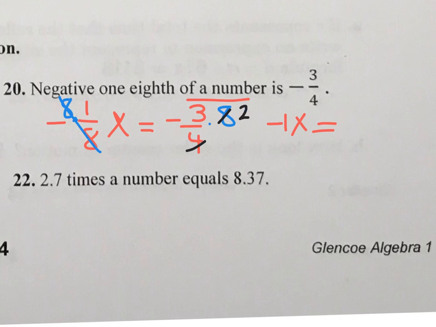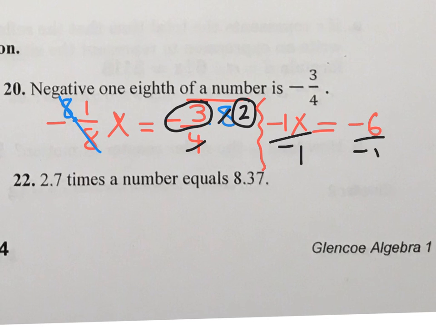And the 2 is left over up on top because the 8 was up on top. So what I really have is negative 3 times 2. What's negative 3 times 2? Negative 6. So on the right side I really do have that negative 6. So this is my new equation, negative 1x equals negative 6. I need to divide by negative 1. Answer is x equals positive 6.